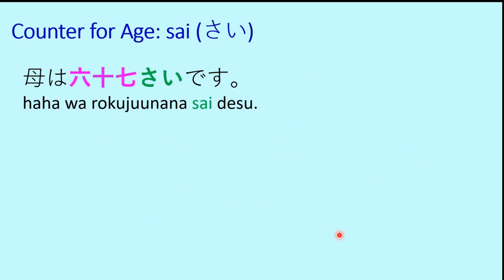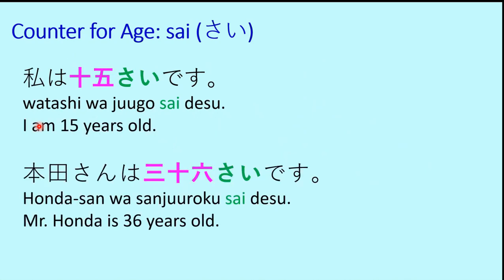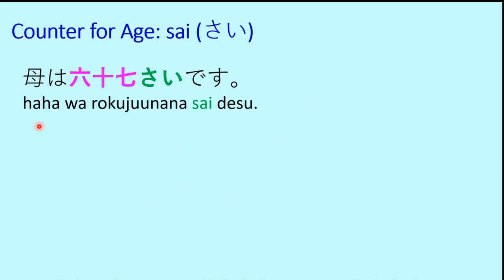Haha wa 67 sai desu. What is haha? Haha means one's own mother. So we don't say watashi no haha. That doesn't make any sense because haha itself means my mother. So haha wa rokuju nana sai desu means my mother is 67 years old.